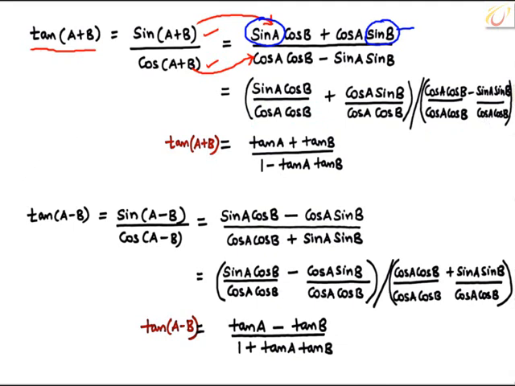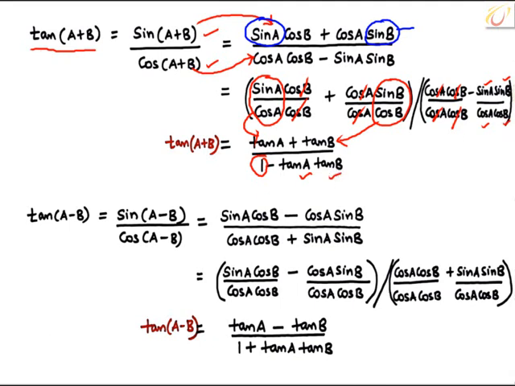Here sin A divided by cos A turns out to be tan A. Cos B cancels. Here cos A cancels and sin B divided by cos B becomes tan B. Similarly, cos A cos B cancels. That comes out to be 1, which you can see here. Sin A upon cos A becomes tan A multiplied by sin B upon cos B becomes tan B.